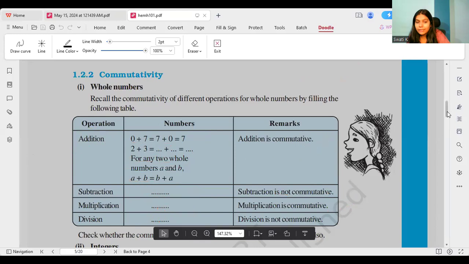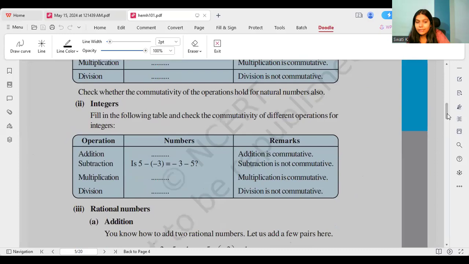All right, let's go to the next part. So now for integers, we are checking, right? For integers, it is written addition is commutative. Yes, it will be commutative.